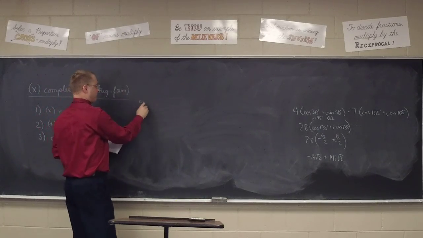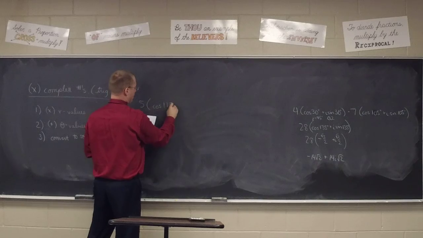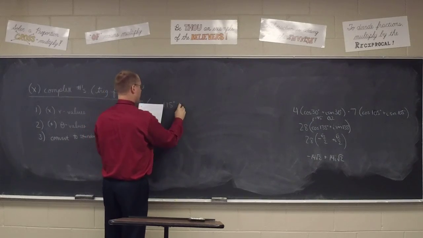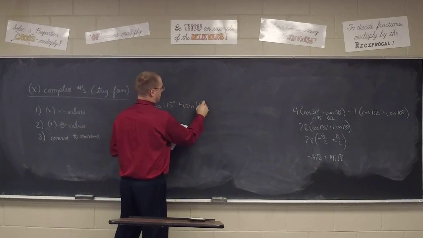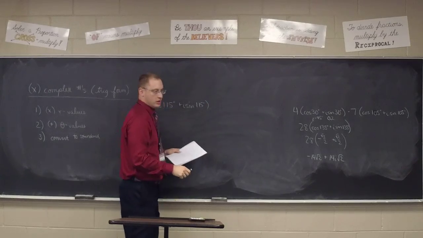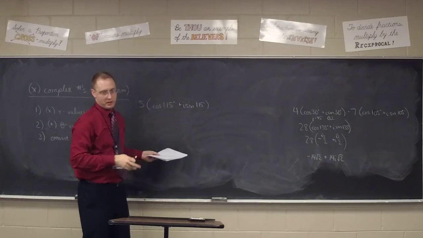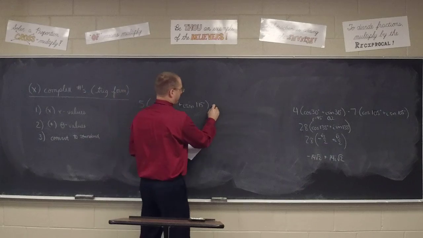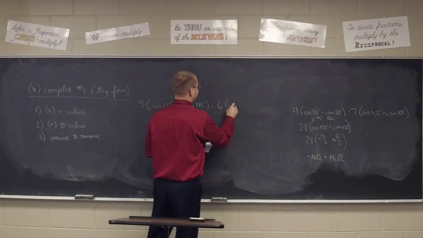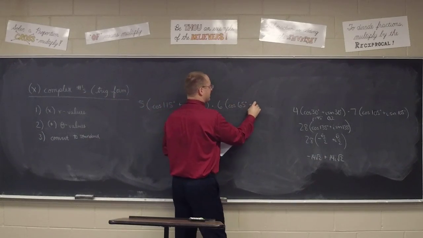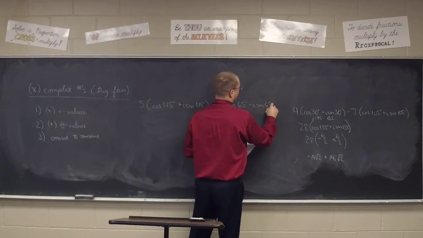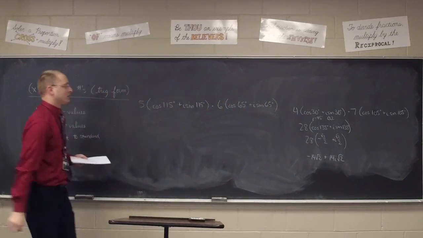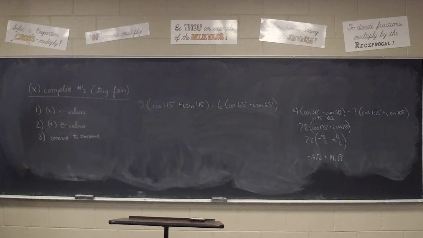Okay. How about this one? 5 times the cosine of 115 degrees plus i times the sine of 115 degrees. The good thing is on quizzes and tests, it's already printed for you. You don't have to write out the problem. Isn't it great? Unfortunately, this isn't printed for you. So 6 times the cosine of 65 degrees plus i times the sine of 65 degrees. Takes longer to write the problem than it does to work the problem.